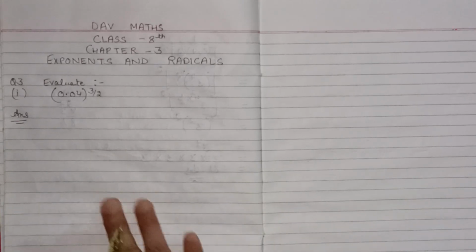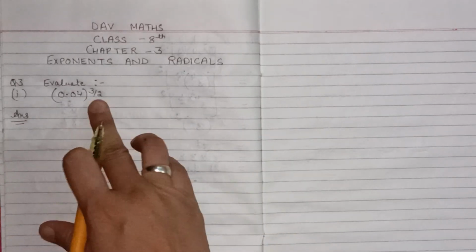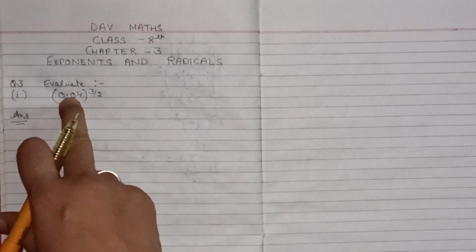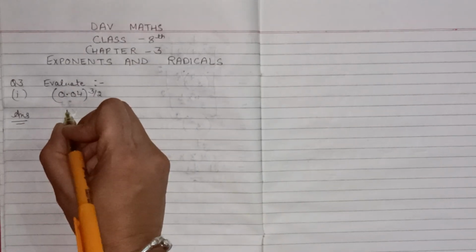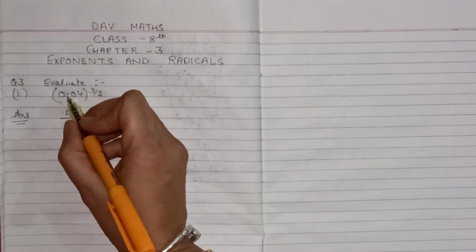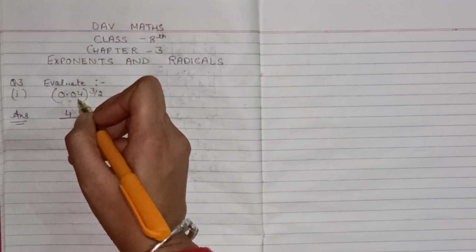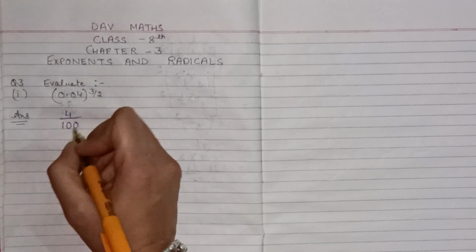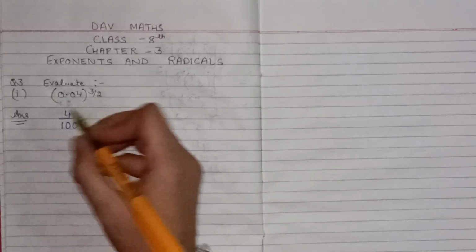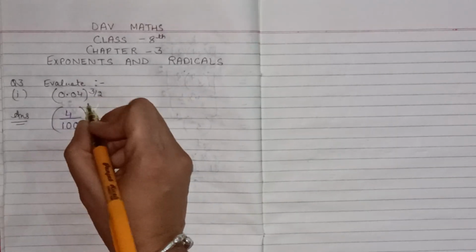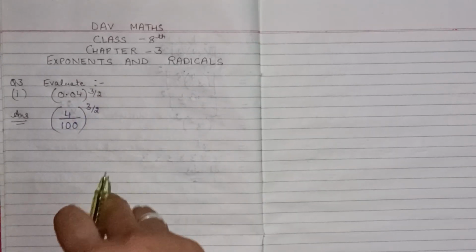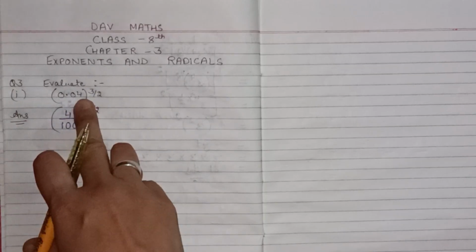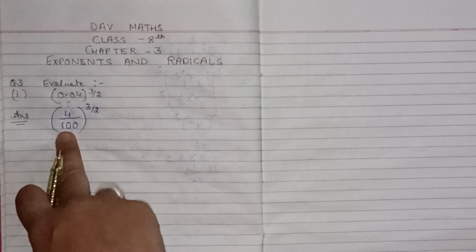So, this is 0.04 raised to power 3 upon 2. Now, from here, I remove the decimal. So, I write it as 4 upon 1 with 2 zeros, because after the decimal there are two numbers, 0 and 4. And its exponent is 3 upon 2. Again, I remove the decimal, and after the decimal there are two numbers, 0 and 4. So, I write 2 zeros along with 1.